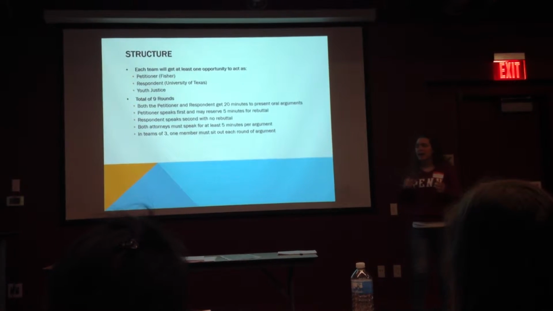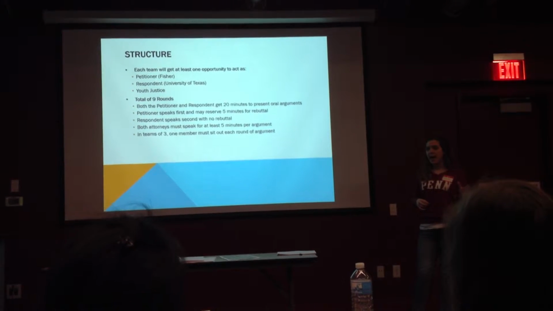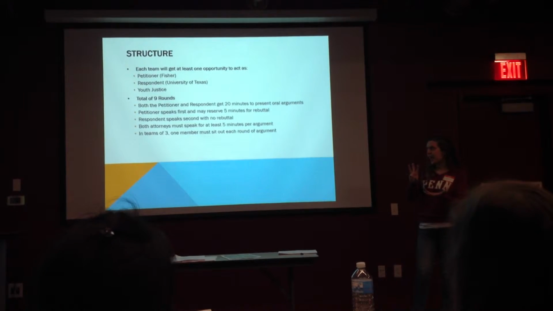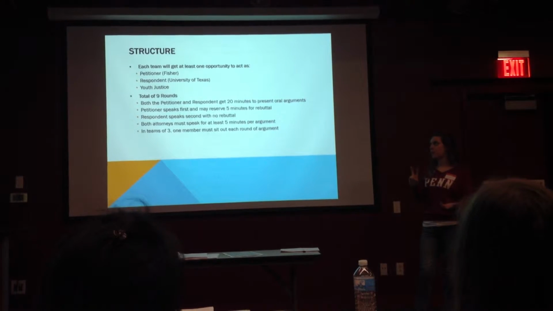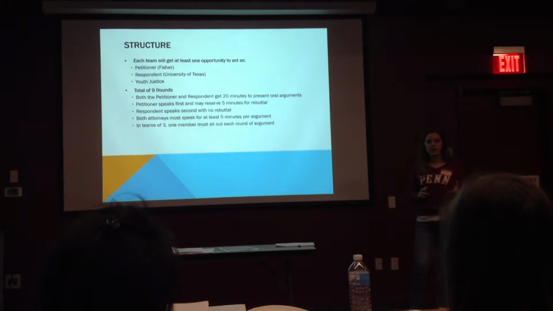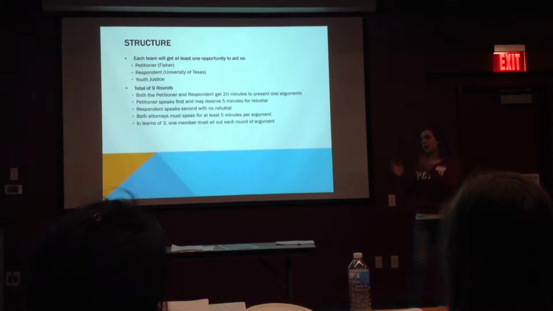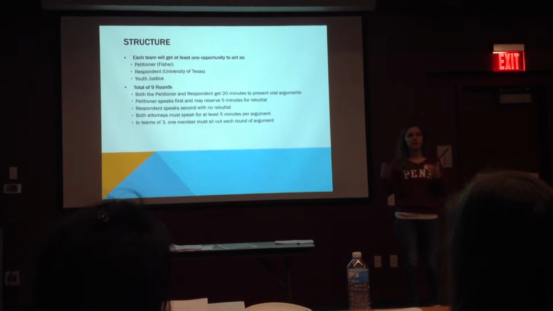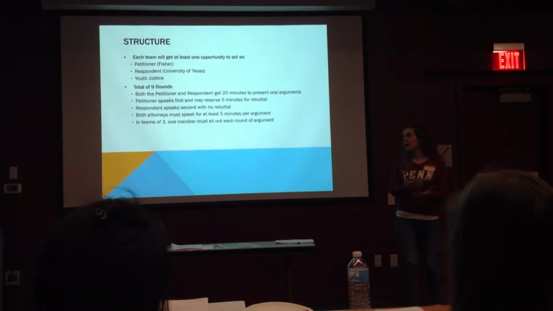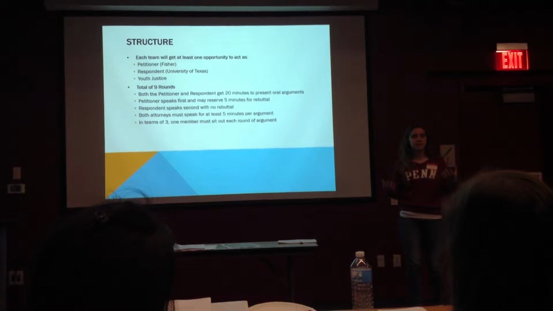So we have a structure that's modeled after a national judicial competition this year. We have 3 different things that you get to act as: the petitioner, the respondent, and youth justices. The petitioner is the party that is saying, hey, the decision made by the lower court was incorrect. The respondent is the side that won the decision in the lower court, so they're going to be defending what the lower court had decided. And as youth justices, the teams will be asking questions and working as justices.